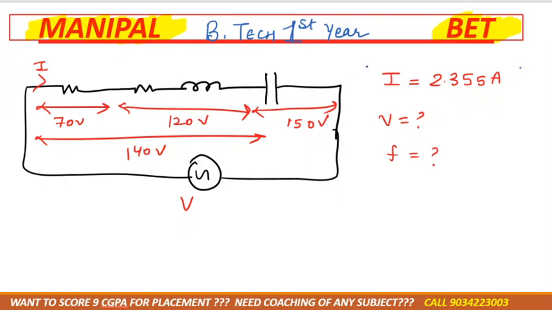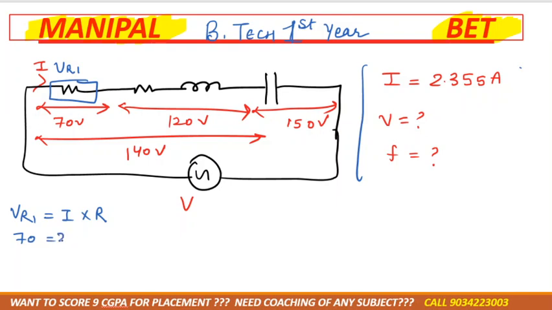This is the current across this. Let us take R1. So VR1 is I into R, right? VR1 is 20, I is 55. Get the value for R.